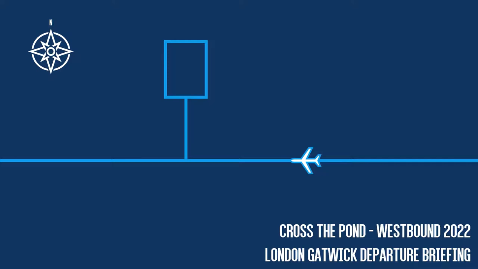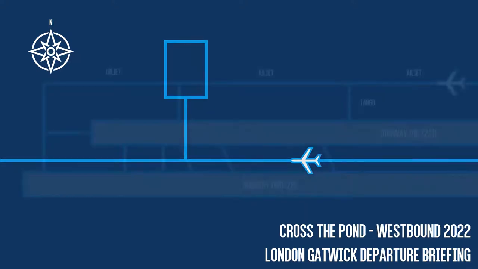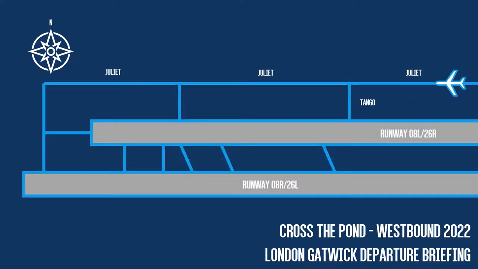There are two key points to taxiing at Gatwick. First, the northern runway, 08 left, 26 right, is used as a taxiway during normal operations. If your taxi clearance includes the northern runway, for example, Speedbird 60 Tango, taxi to holding point Juliet 7 for runway 08 right via Lima, Romeo, Juliet, Tango, and runway 08 left, 26 right, then you do not need additional clearance to enter the northern runway. Treat it like a taxiway.